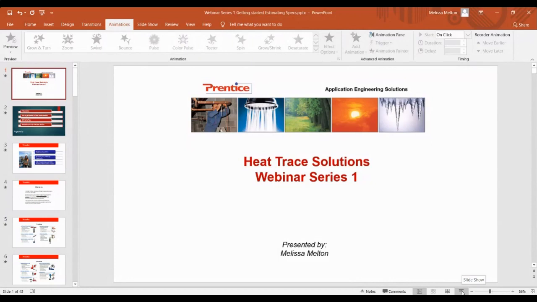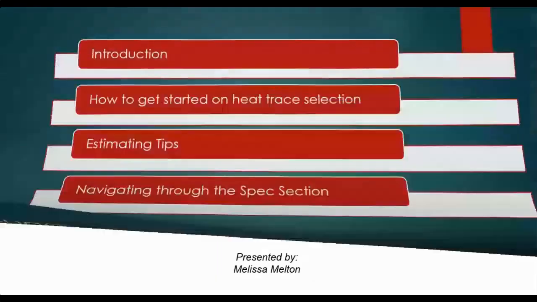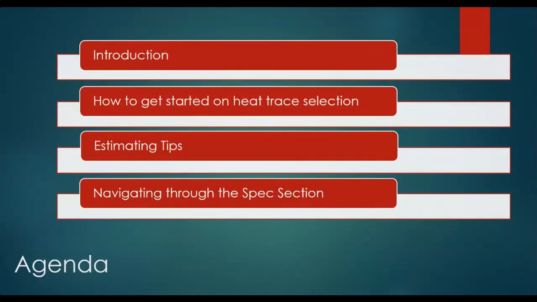All right, without further ado, let's get started. So today what we're going to be going into further is how to get started on heat trace selection. There are industrial, commercial applications and some basic things that you should be looking for, and we'll go through some of those tips. Estimating. For those estimators on the call today, hopefully I can give you a few points to get you in the right direction and help you make your job easier. And then lastly, we'll navigate through the spec sections and what you might see or you may not see, and things to consider as you're putting a bid together.